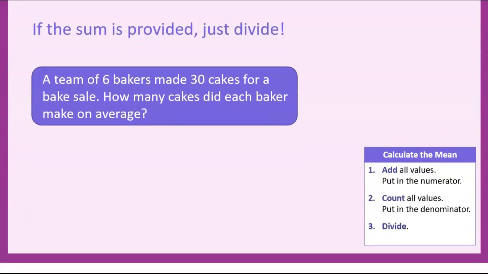Now there are cases where we actually can skip some of these steps because they did them for us. Let's read this one. A team of 6 bakers made 30 cakes for a bake sale. How many cakes did each baker make on average? Well, remember, we want the sum over the count.